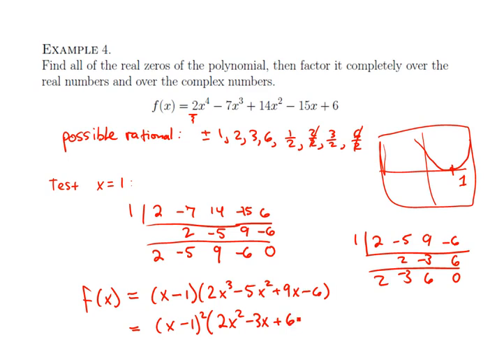minus 3x plus 6. And now from here we can try to factor, or we can go to the quadratic formula. And we'll do that next. And when we do, we'll find out that there are no other real zeros, and that this here is the complete factorization over the real numbers.